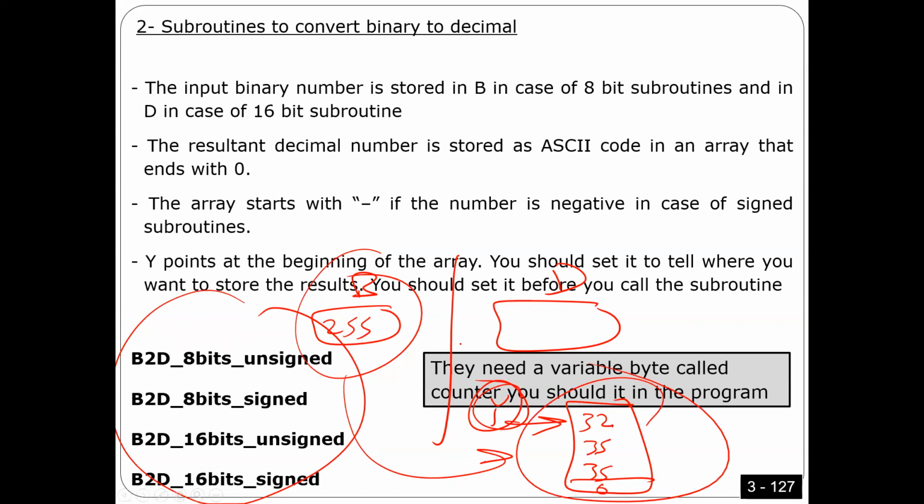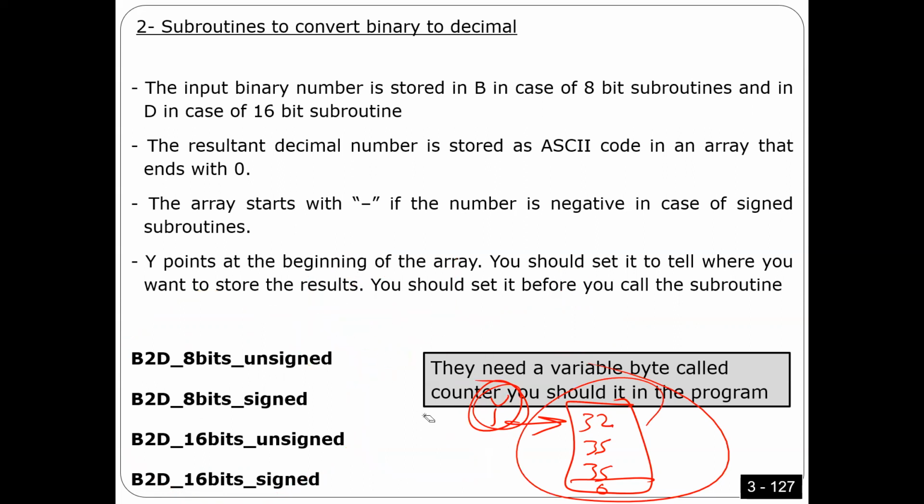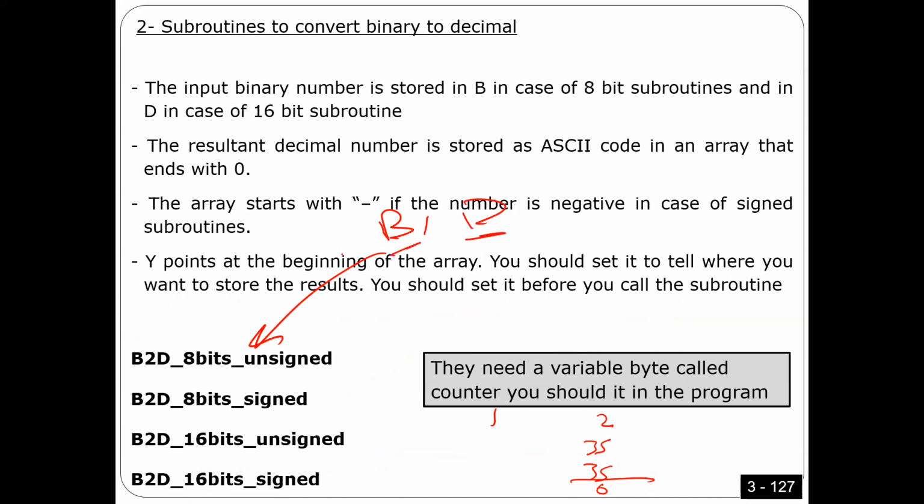So again, in this function, you have to give me a binary number. These functions are going to convert it to decimal and then to ASCII, and then put them in an array. So the input you have to send to this function should be in register B or register G, 8 or 16 bits. Also, you have to send the beginning address in register Y.